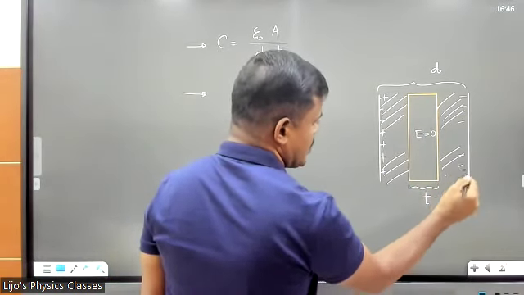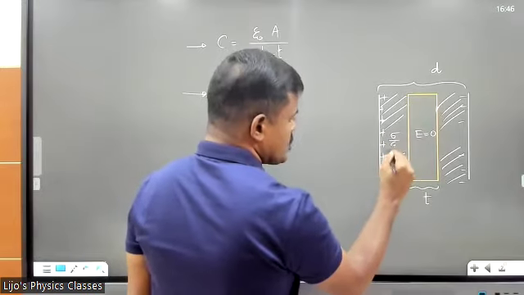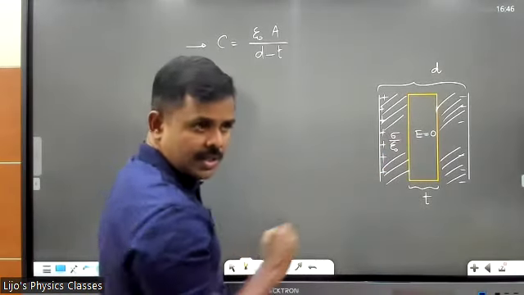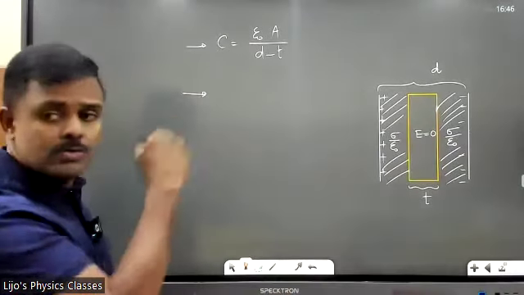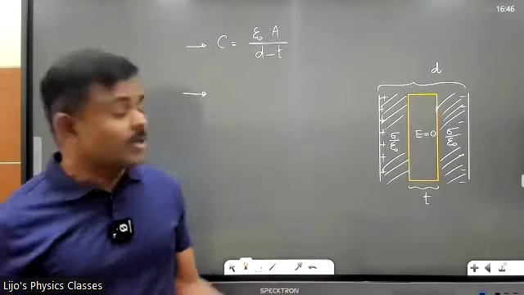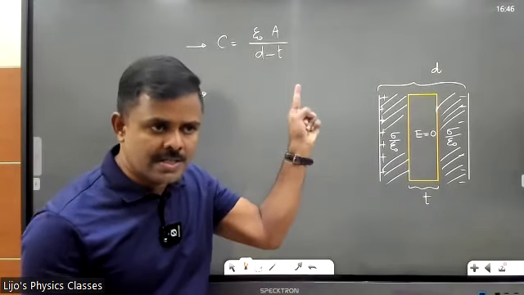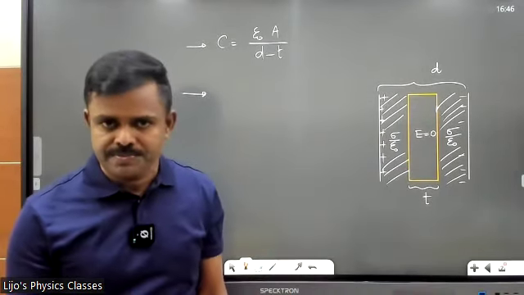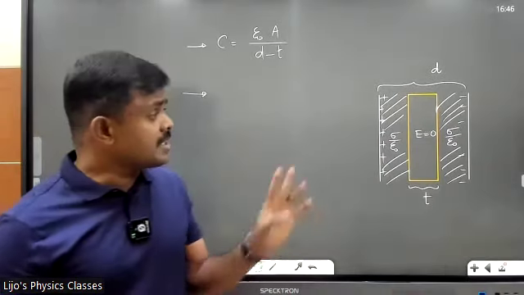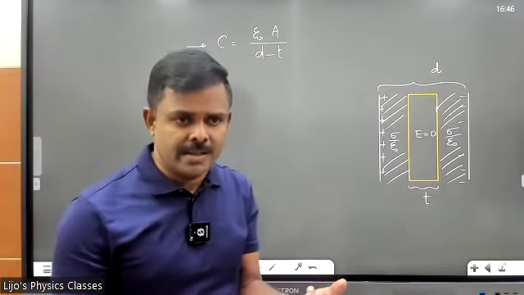Look at the shaded region. This region has still sigma by epsilon 0. Even this region has sigma by epsilon 0. And this will result in the capacitance being epsilon 0 A by (D minus T). We will derive it later. Understood? Now, what is the difference if it is a dielectric?